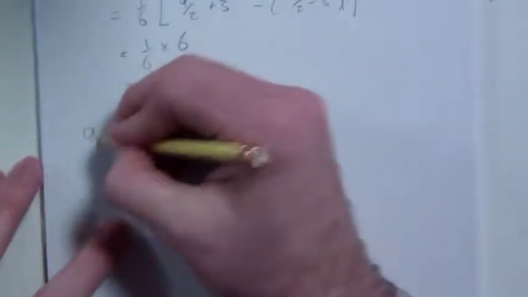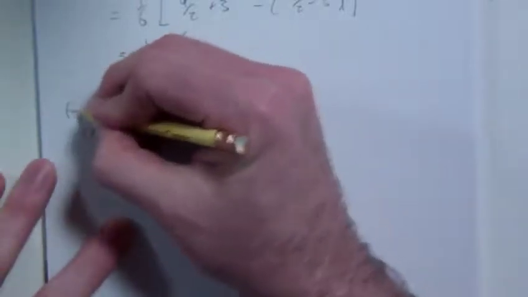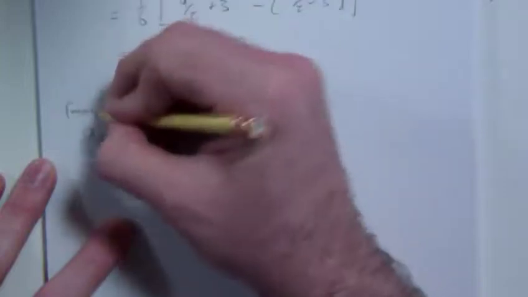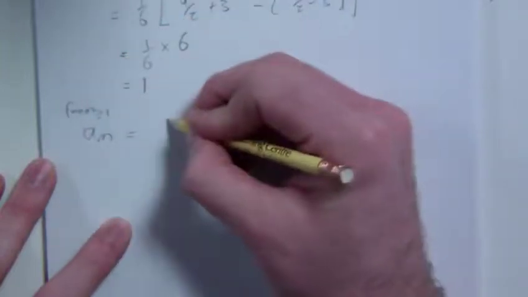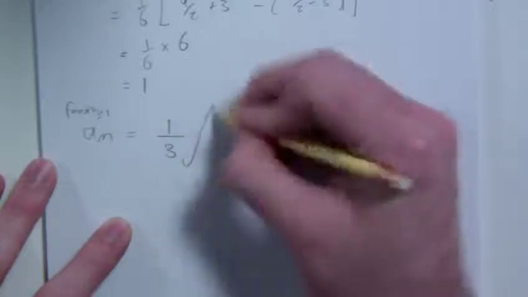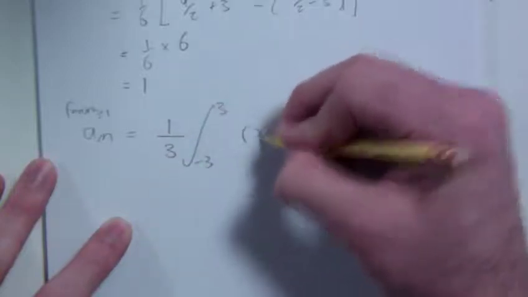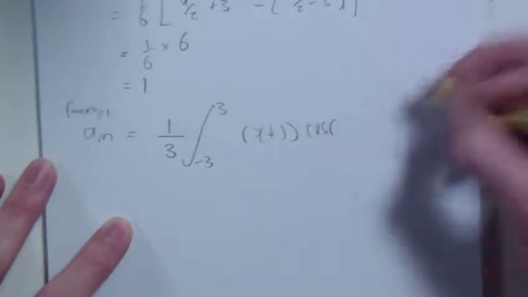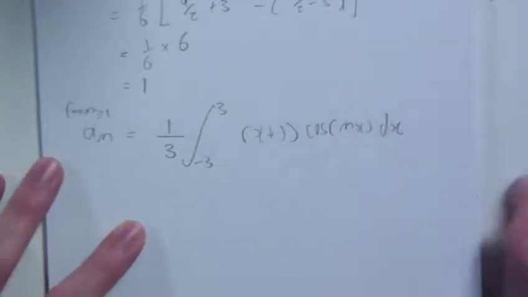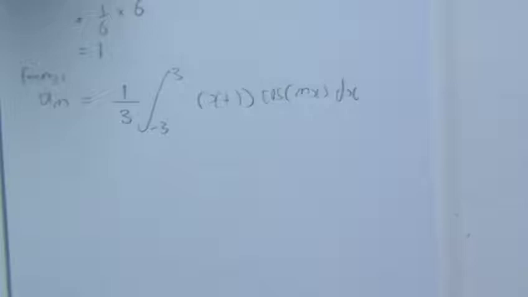Okay, Am. So for m greater than or equal to 1, Am is 1 over L, which is 1 over 3, the function times cos of mx. Okay, so I'm going to have to integrate that. I could split it into two pieces, the x cos mx and the 1 cos mx if I wanted. In the end, that's just going to be more work. It is two things multiplied together, so I'm going to have to use integration by parts.